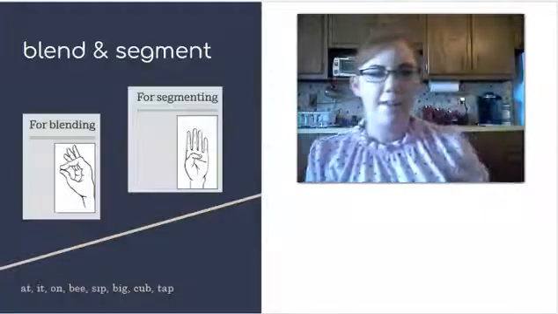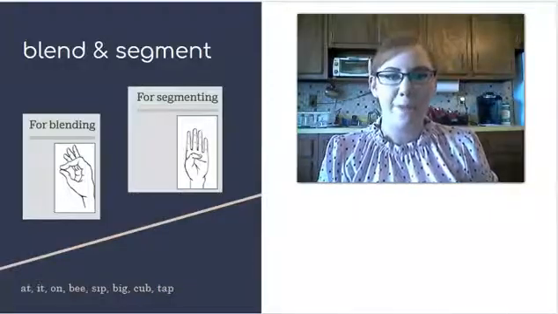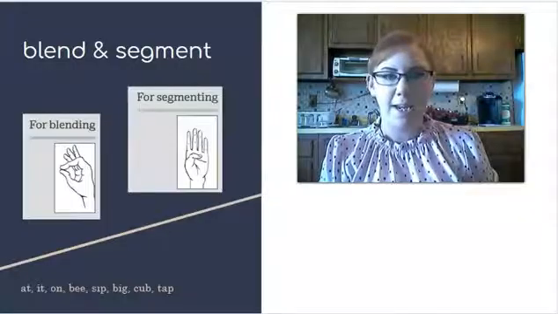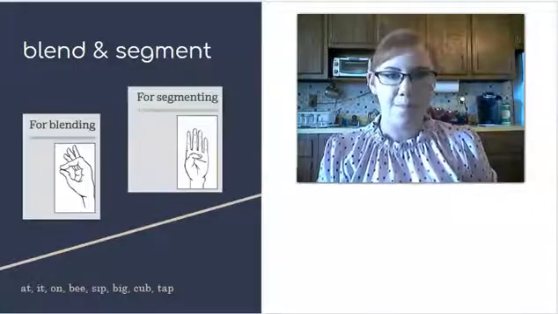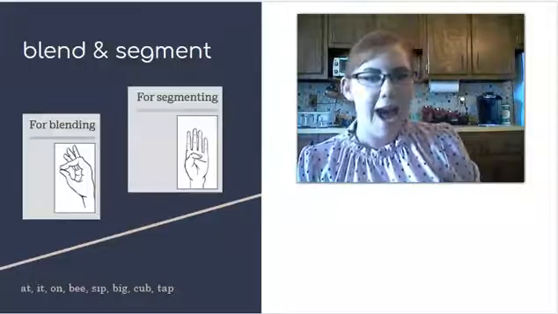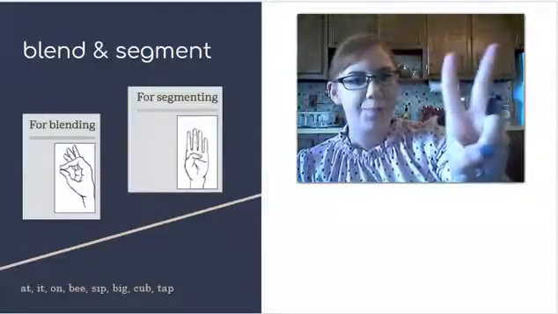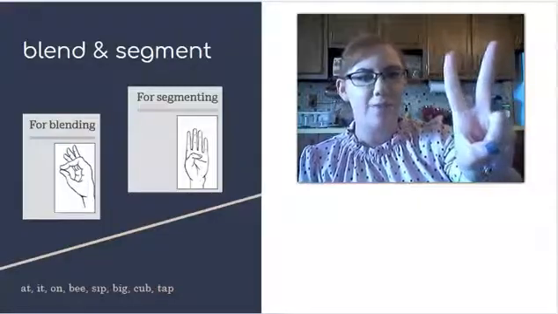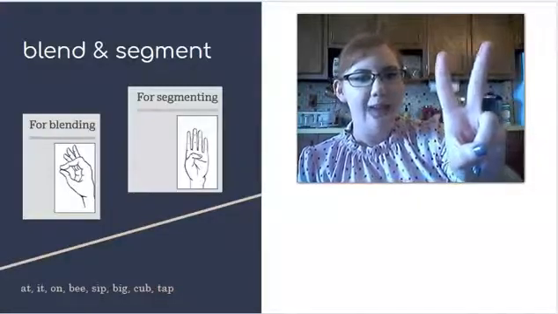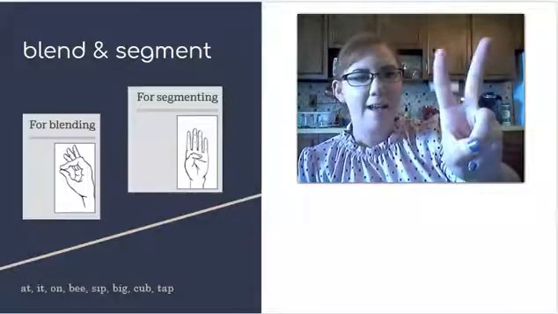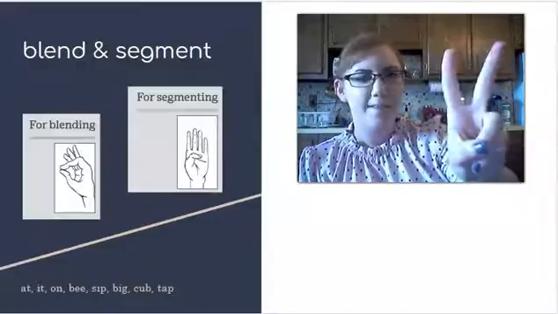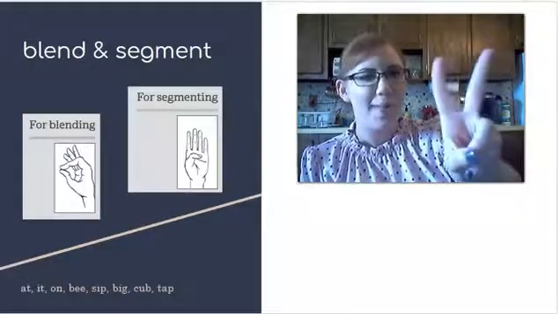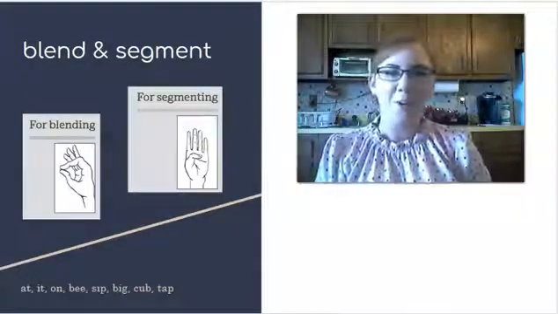To segment, we're going to be putting up the number of fingers we need to make the sounds. So for at, we need 2. Then we're going to wiggle our fingers as we say those sounds. At. Did you see me wiggle my fingers? I know it's kind of hard, but do your best. Now, do it with me.